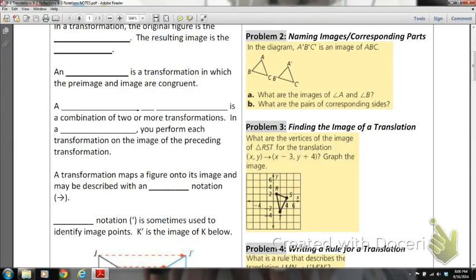In problem 2, we're going to be naming images and corresponding parts. In the diagram, it indicates that A prime, B prime, C prime is an image of ABC. So look at the images, and the first question says, what are the images of angle A and angle B? So you just look at corresponding angles. Angle A is going to correspond to or map to angle A prime, and angle B is going to map to angle B prime.